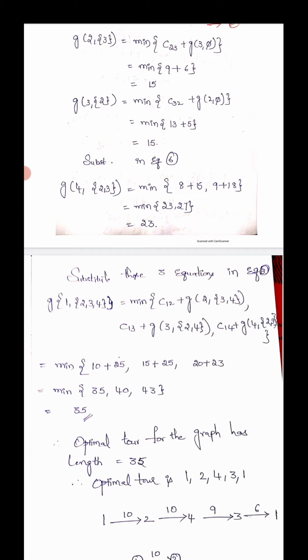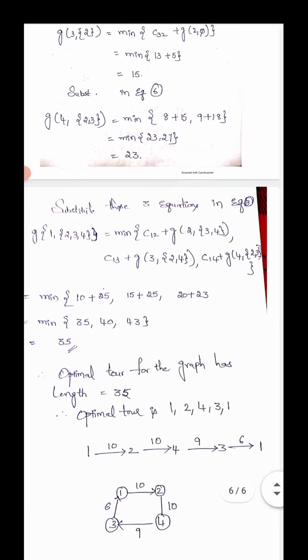23. Now we add these: 10 plus 25 is 35, 15 plus 25 is 40, 20 plus 23 is 43. Now we take the minimum value, in the sense the optimal value, among 35, 40, 43. How much is the minimum? 35 is the minimum. So the optimal tour for the graph has length 35. So the optimal tour is 1 2, 2 4, 4 3, 3 1.